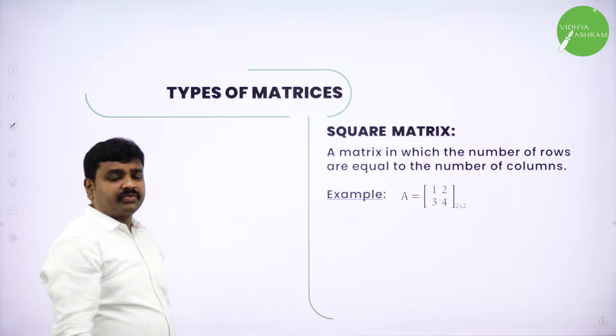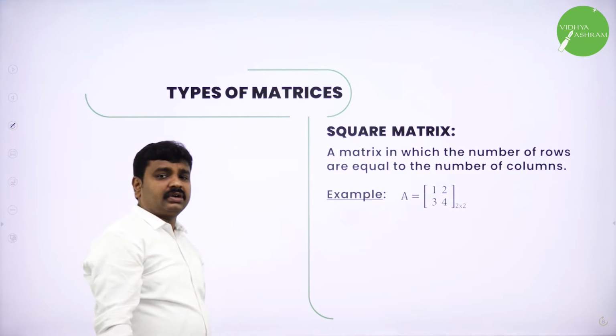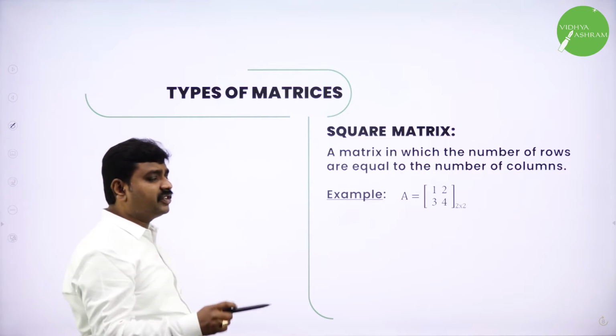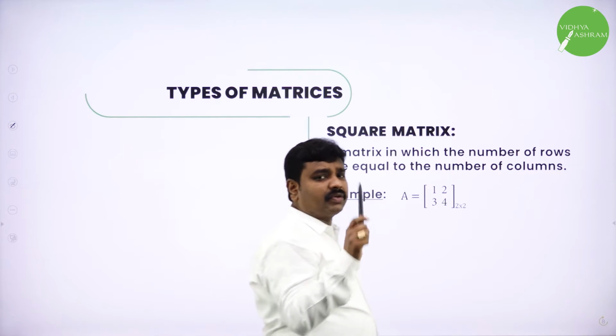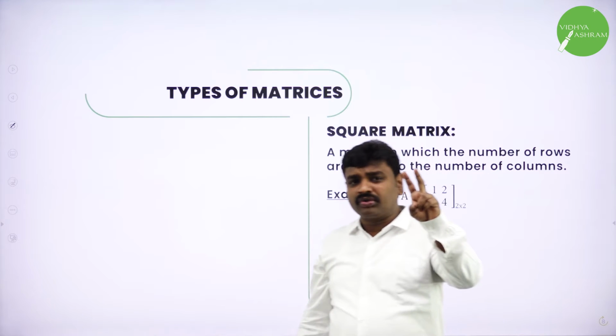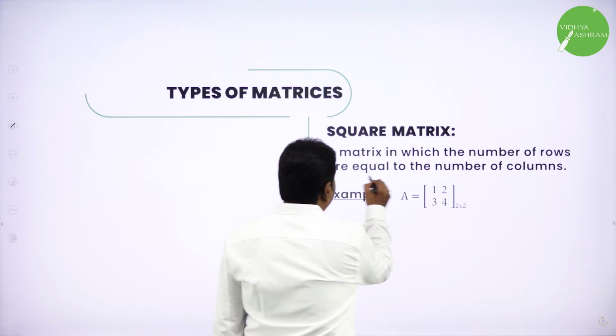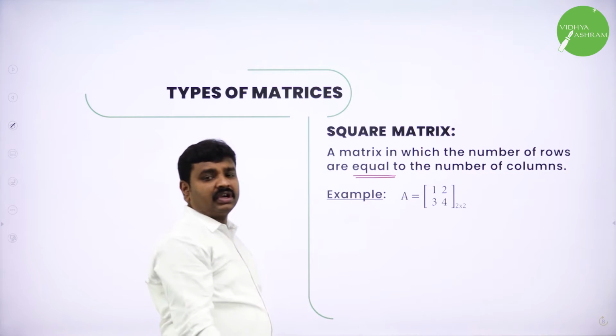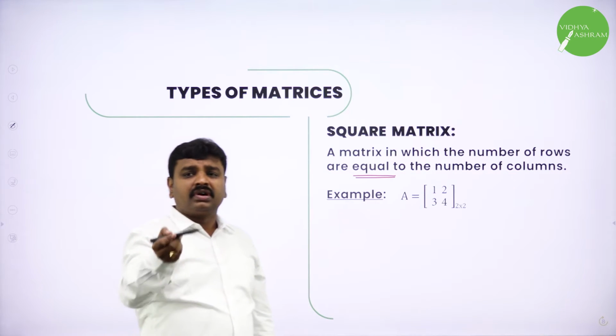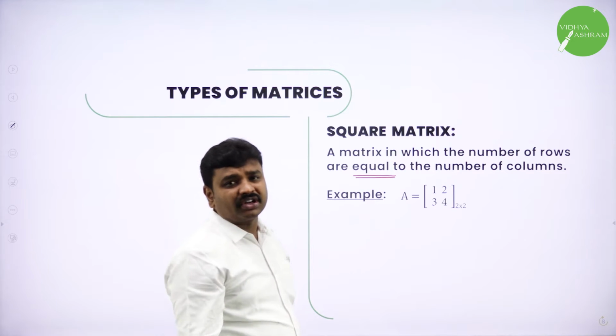Then very important, that is square matrix. Most important concept. From here the definitions are important. Square matrix means the speciality is number of rows will become equal to number of columns. If the matrix has 2 rows, then it should have 2 columns. So a matrix in which number of rows are equal to what? Number of columns, we call it a square matrix.